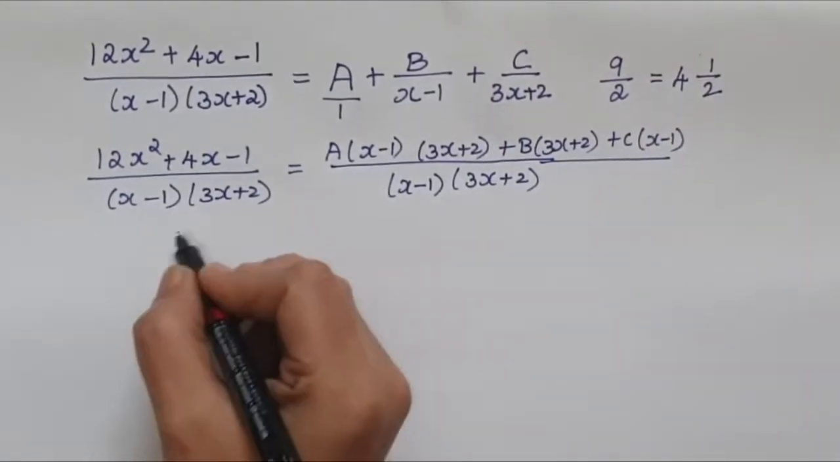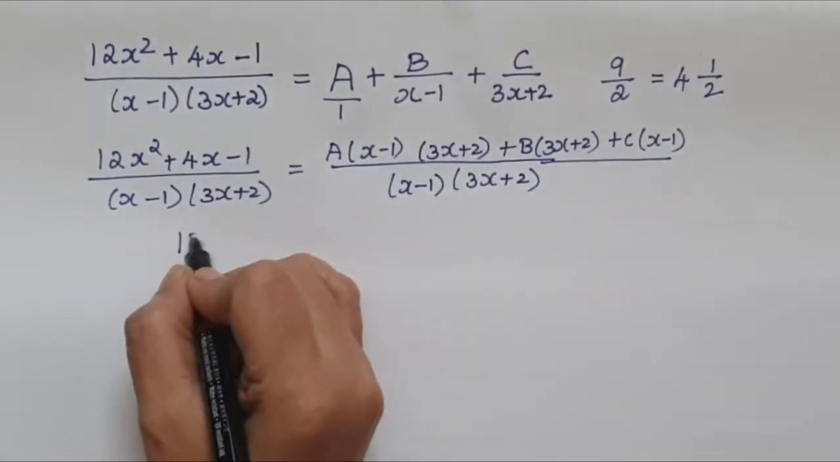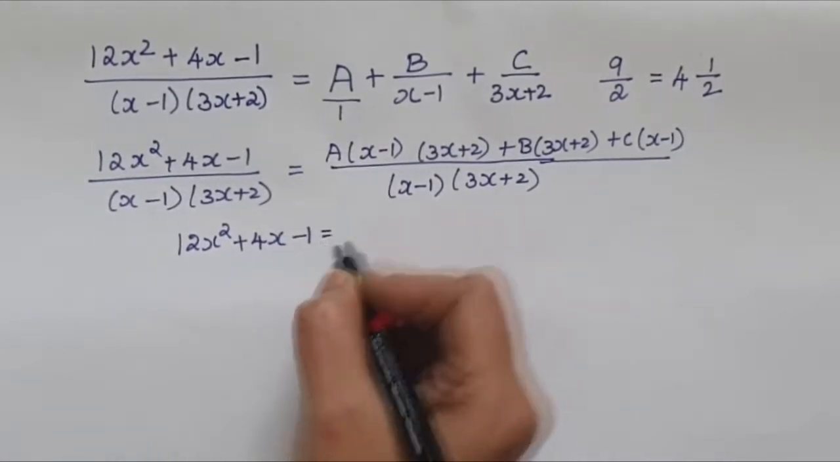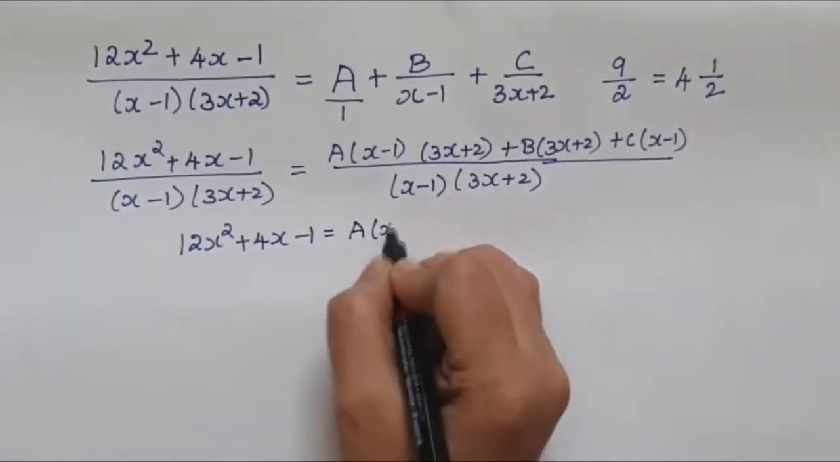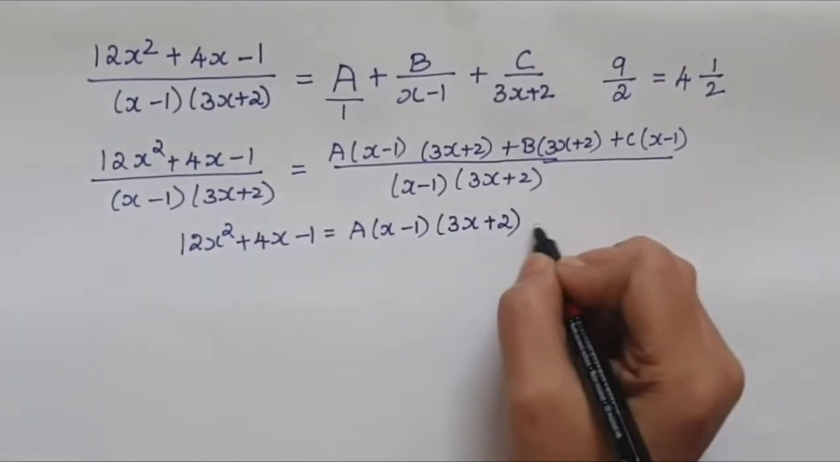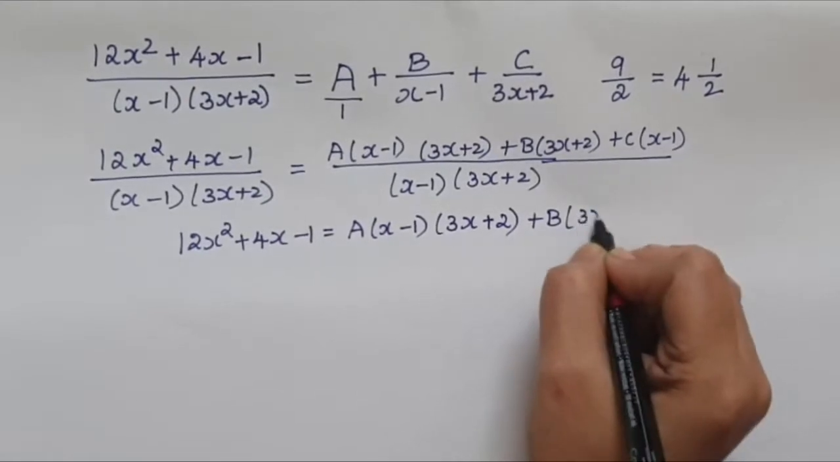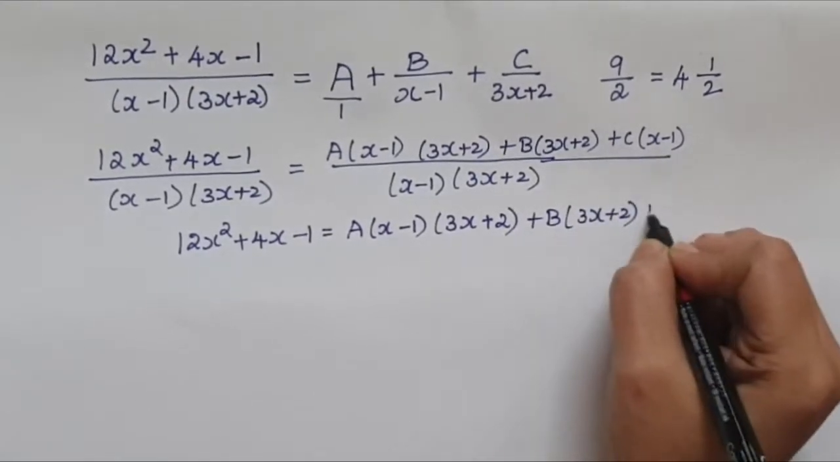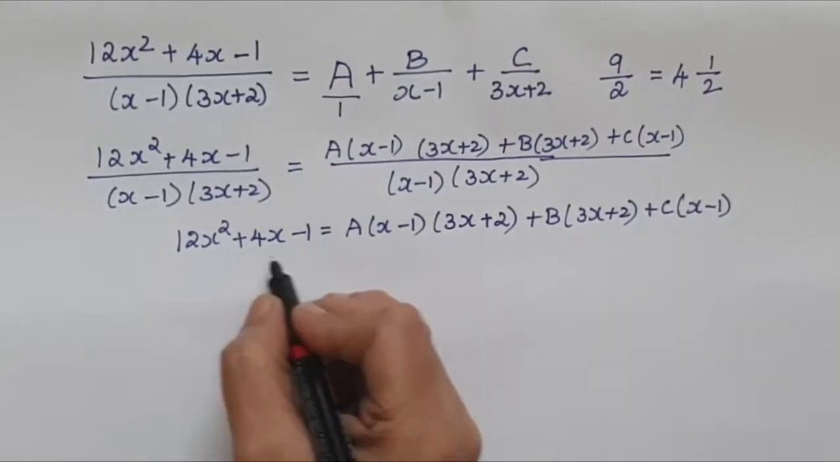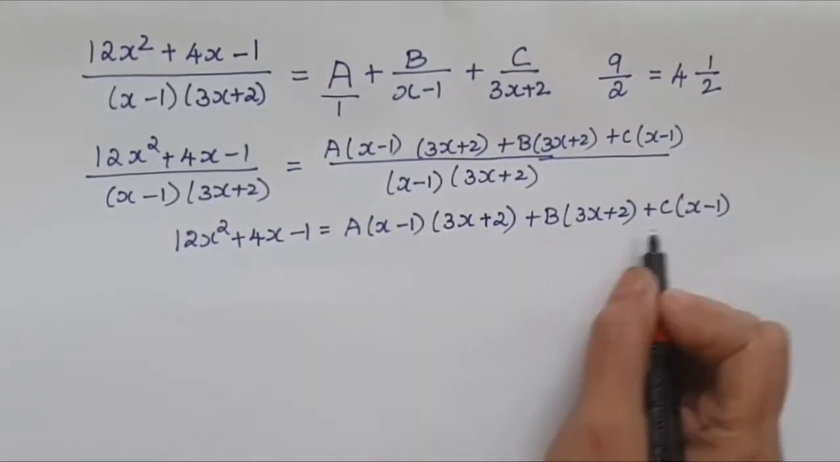As the denominators are the same, we are equating the numerators. So 12x squared plus 4x minus 1 will be equal to a multiplied by x minus 1 into 3x plus 2, plus b multiplied by 3x plus 2, plus c multiplied by x minus 1. Now we need to find the values for a, b and c.